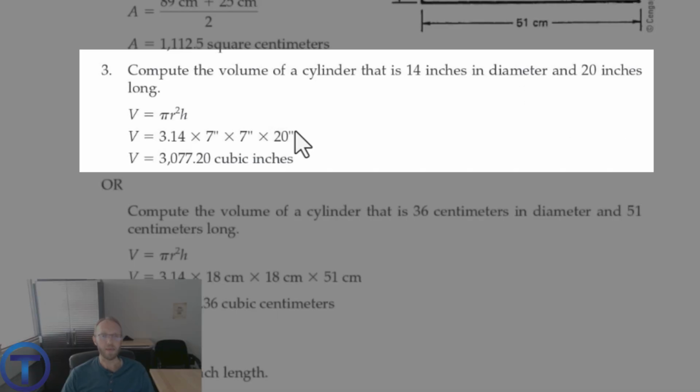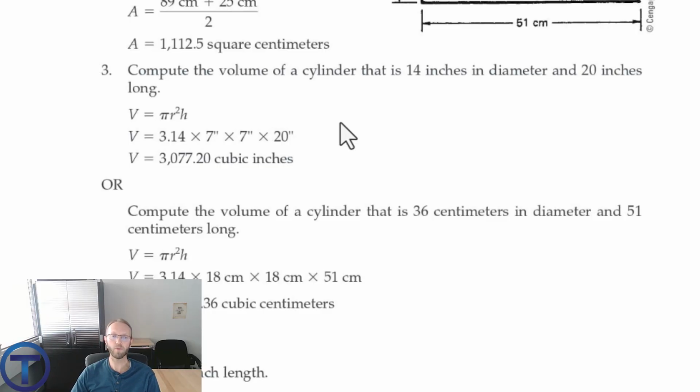Sample problem number 3. Compute the volume of a cylinder that is 14 inches in diameter and 20 inches long. The volume of a cylinder is pi times r squared times h. So let's plug that in here. Volume equals 3.14 times 7 times 7, that's our radius squared, times 20. We get a total of 3,077.2 cubic inches. That's how we roll.